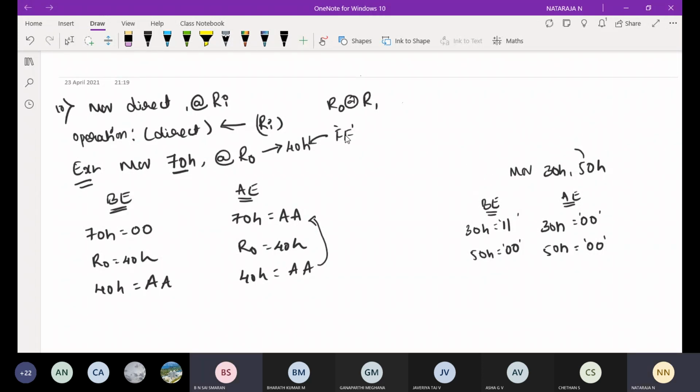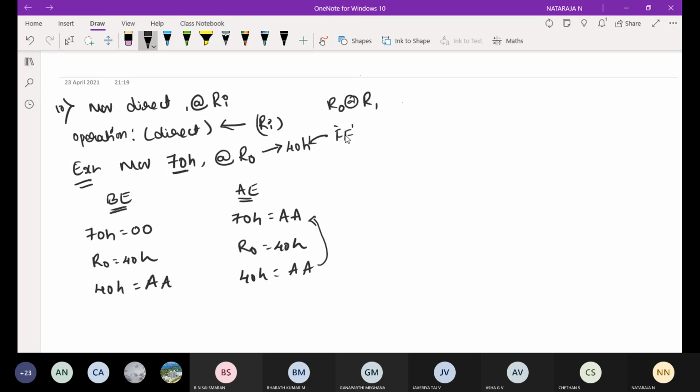Can you try one more example for this? Move direct comma at R1. Move 30H comma at R1. 30H is equal to FF. R0 is equal to some 40H. 40H is equal to FF. 30 and 40 you can use. R1 you can use.